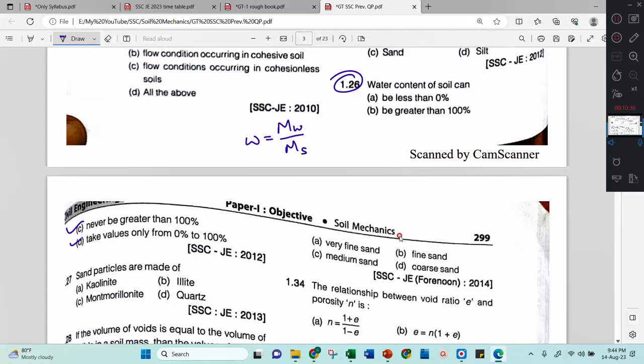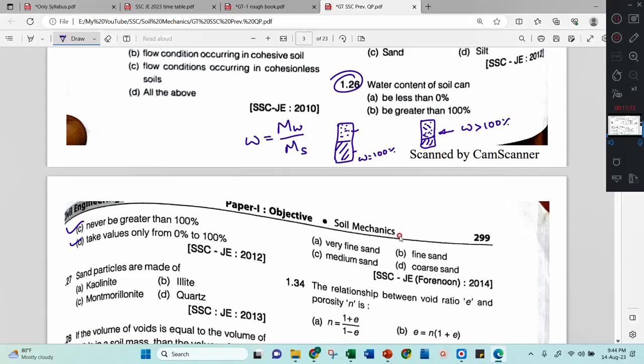See, here we are comparing water to the solids. Solids is completely different, and water is completely different. I can have one soil like this, where this much of solids and this much of water is there. This is equal to this, so I can say water content equal to 100%. I can have a soil like this also, where solids are very less, water is very more, a huge amount of water. Then I can say water content is more than 100%.